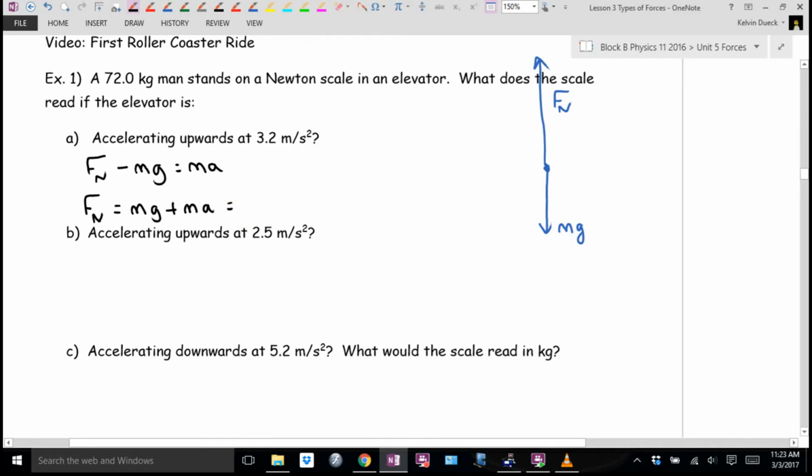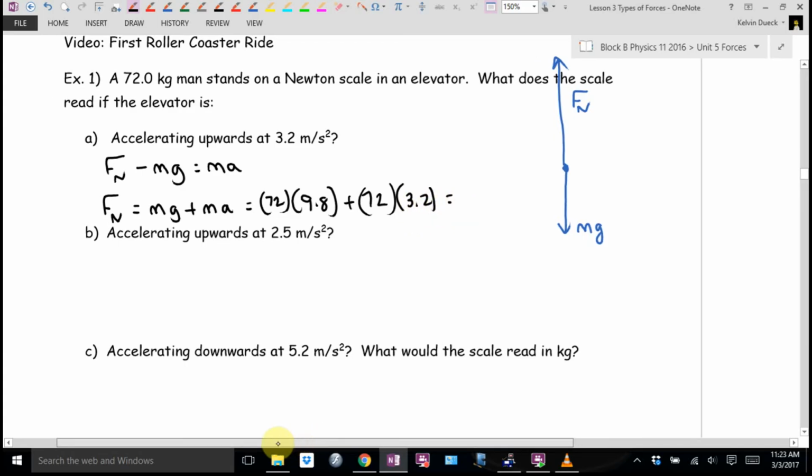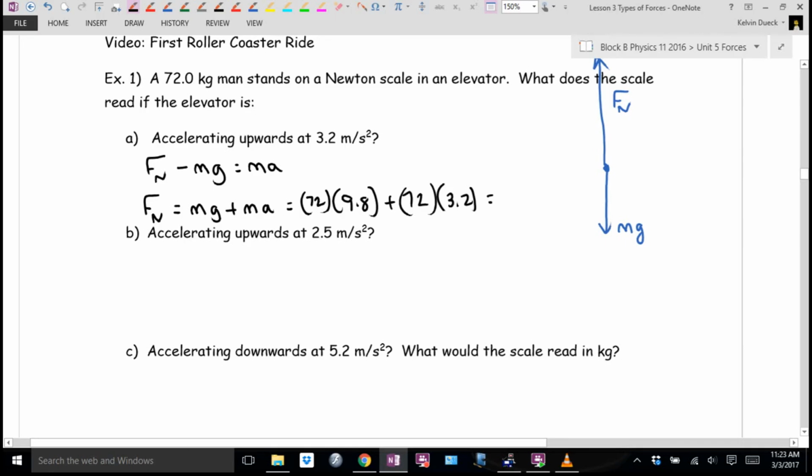Did they tell me the mass? 72. G, 9.8. Not negative. I took care of that negative in my winner minus loser. Plus 72 times 3.2. What do you get? Do that one in your head, Mr. Duke? Well, maybe. Oh, yeah, I can.